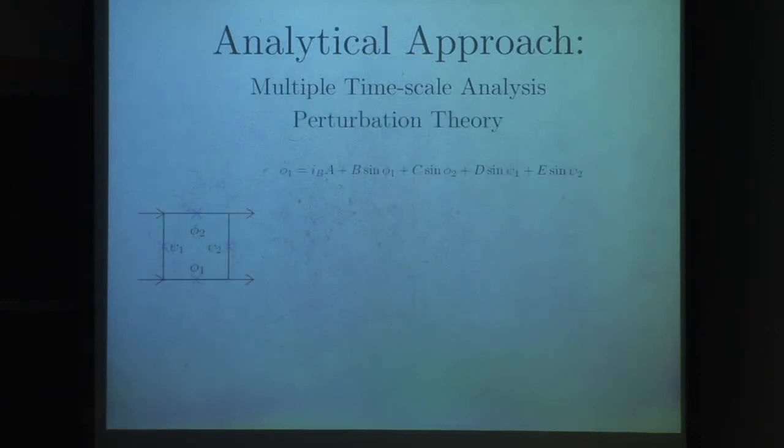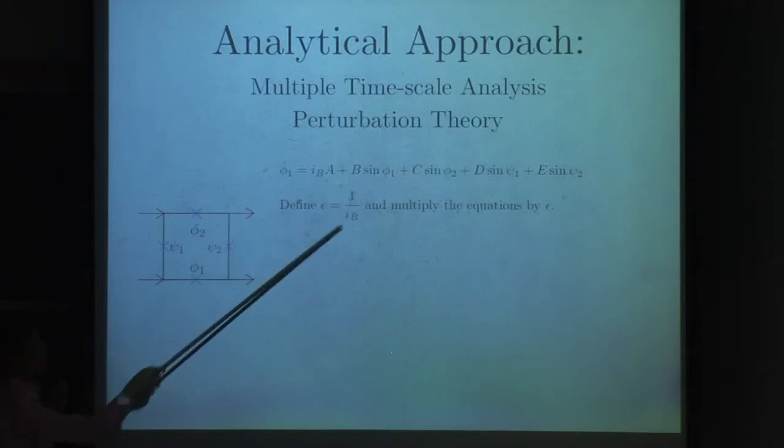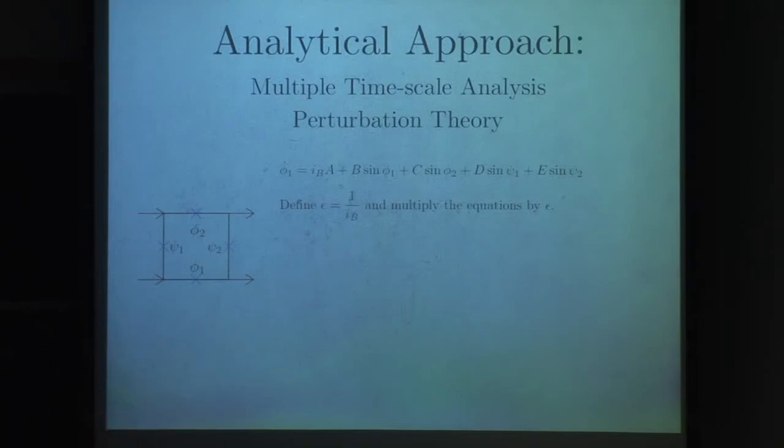This is the equation that we get when we did the conservation of charge at each node. And this is just one of the equations. We have 4 of those similar equations. And A, B, C, D, E are just constants. For perturbation theory, we'll always need a small quantity. So we define the small quantity as epsilon, which is 1 over IB. So we assume that IB is large. And then we multiply the order of the 4 equations by epsilon.